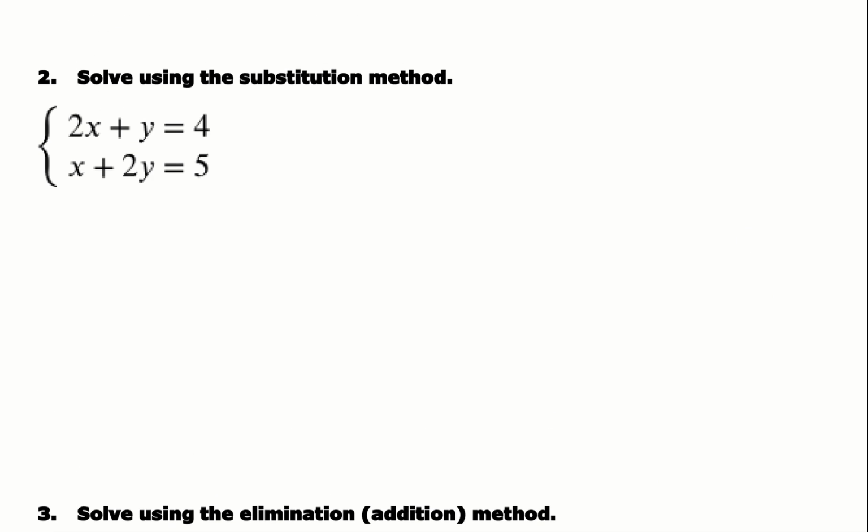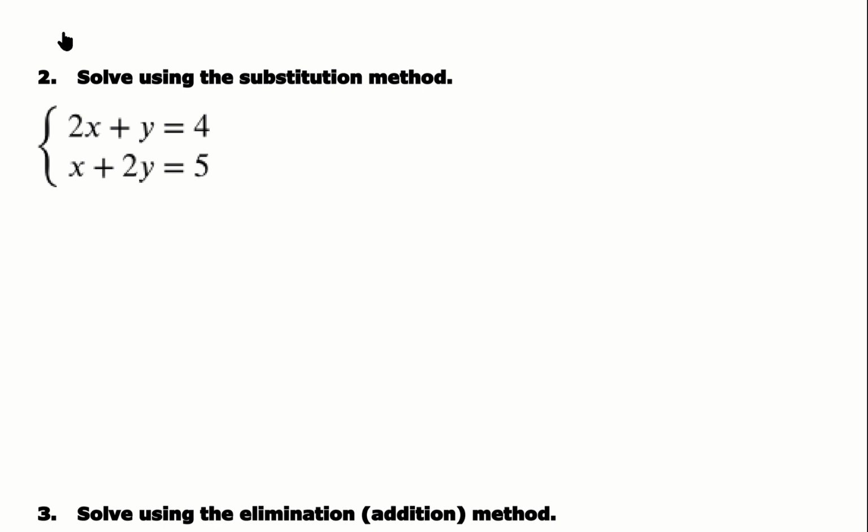Now for the substitution method, what we do is we look at the two equations and we want to look for one of the terms which is easy to solve for one of the variables. That means we want to look for a coefficient of either 1 or -1, which works just as well. So we notice we actually have a choice here. We could either solve the first equation for y, or we could solve the second equation for x. And it makes absolutely no difference which one you choose.